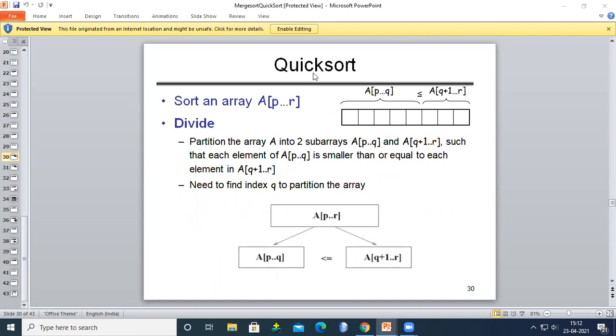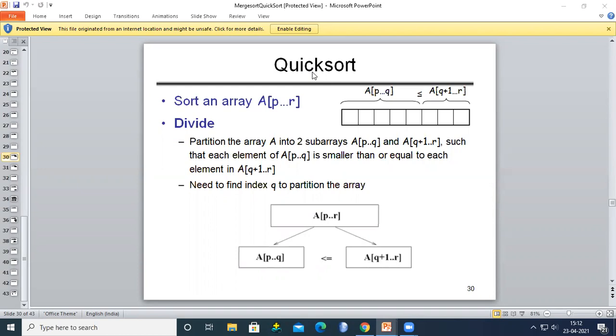Already you know what is divide and conquer. Divide means dividing the problem into a number of subproblems and finding the solution to each subproblem. After that, you can combine all these solutions to get the solution to the original problem. So in our quick sort, we have an array of elements. We want to sort these elements in the array.